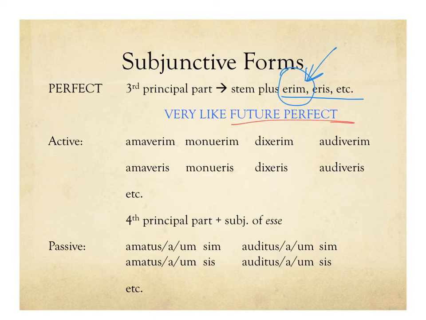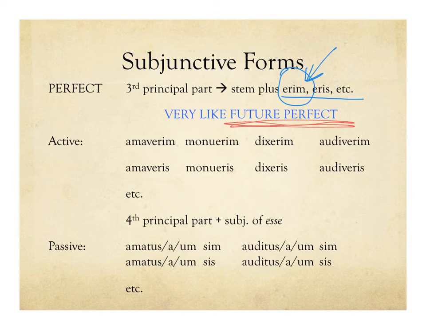Okay, so you might think, oh, I'm going to be totally confused. I'm not going to know whether it's a perfect subjunctive or a future perfect. That's not going to happen. It's really clear when you have one or the other. We'll talk about that more later. But here you can see how it's formed.